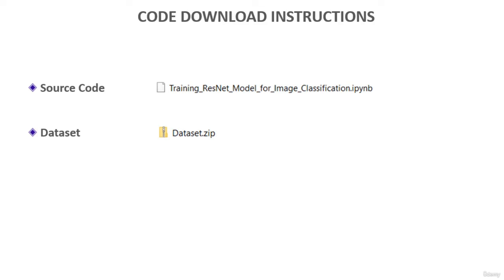In the resources section of this lecture, you are going to find the source code file, that is the training ResNet model for image classification.ipynb file. This is a Jupyter notebook file which you have to download. Along with this, you will also have to download the dataset.zip that contains test, training and valid data. To execute the code, you have to open this notebook file on Google Colab, and you have to run it by selecting runtime of Google Colab as GPU.